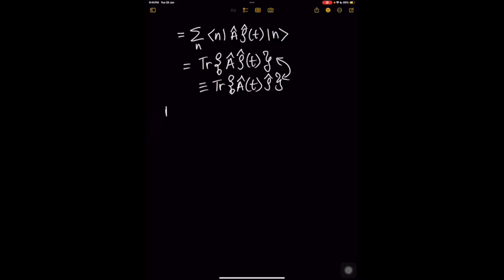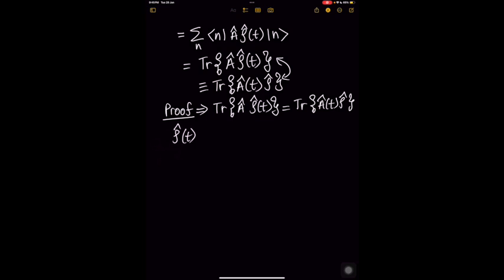So, proof for the trace of A hat rho hat t being equal to the trace of A hat t rho hat. Before I proceed, let us investigate quickly the structure of rho hat t.